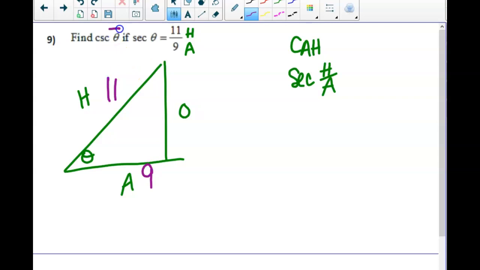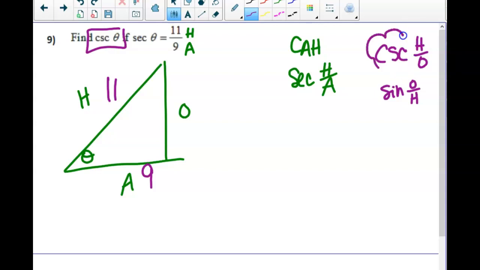We need cosecant. Cosecant is the flip of sine, which was opposite over hypotenuse, so cosecant is hypotenuse over opposite. Everybody with me? Or do you want to slap me right now? Am I going too fast? Okay. We need hypotenuse over opposite as our answer, but what are we missing right now? Opposite. How do we have to find opposite?